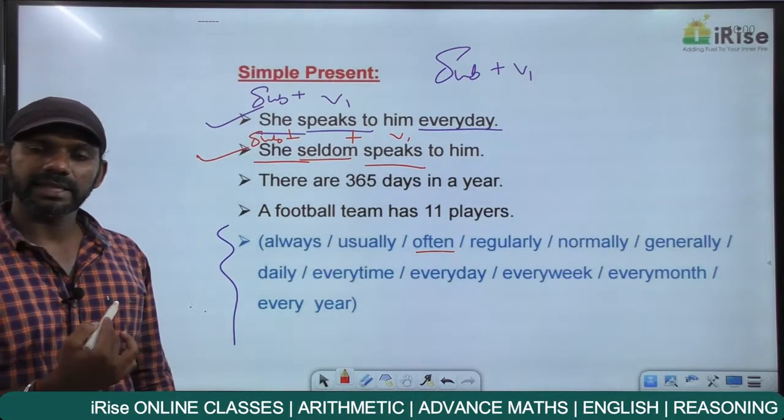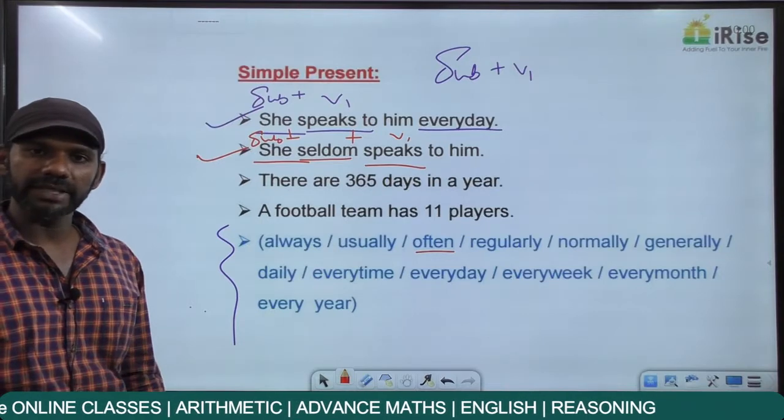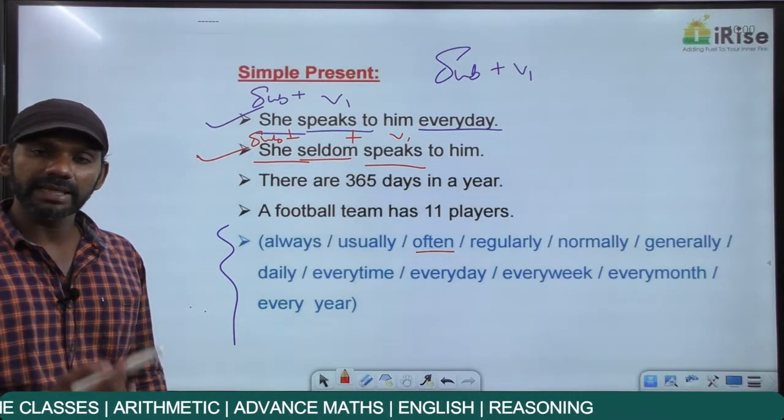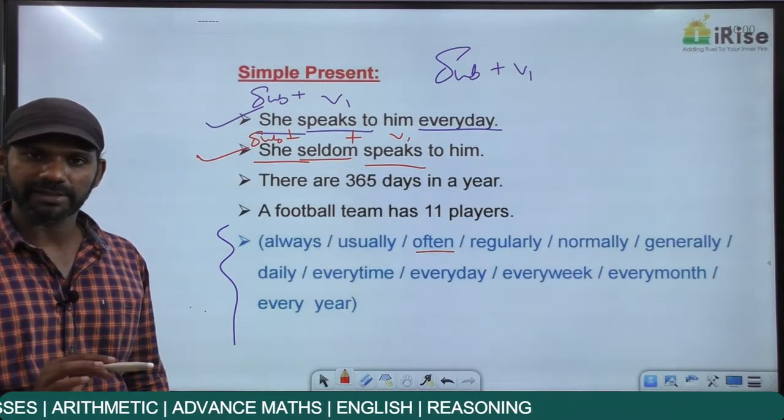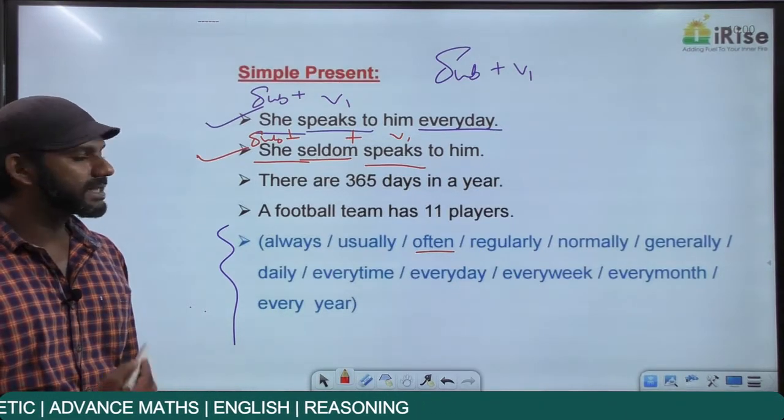The first sentence and the second sentence both are grammatically correct. The first one is a regularly happening action. The second one is a rarely happening action. That is the only difference. Come to the next one. There are 365 days in a year.